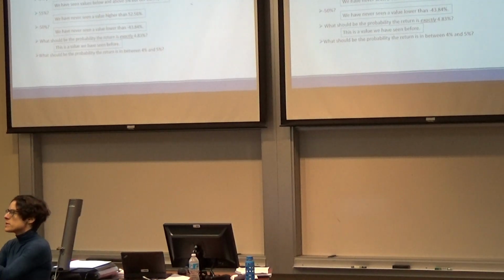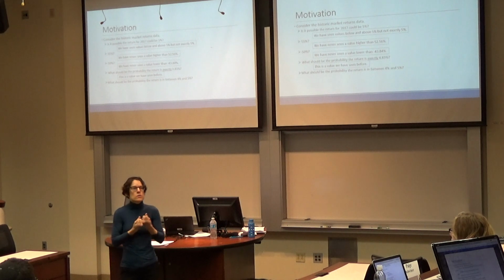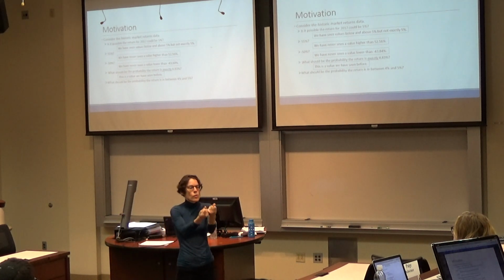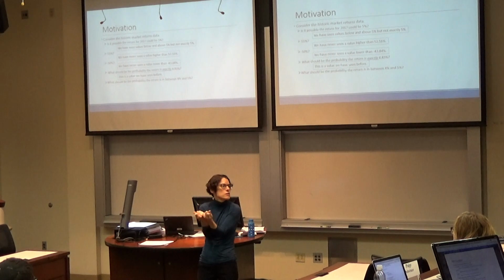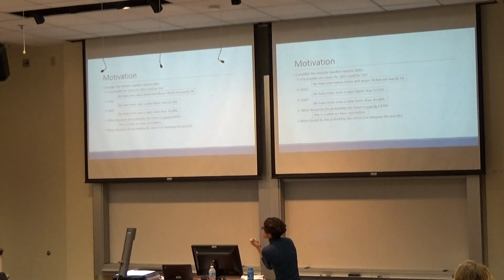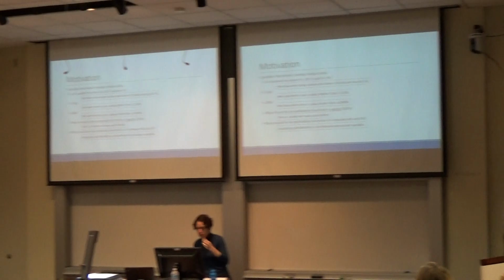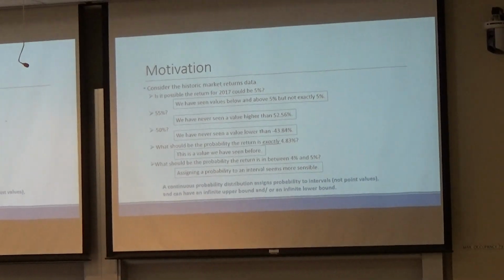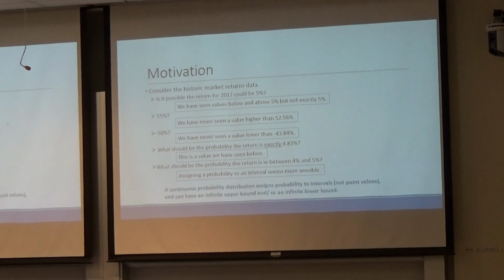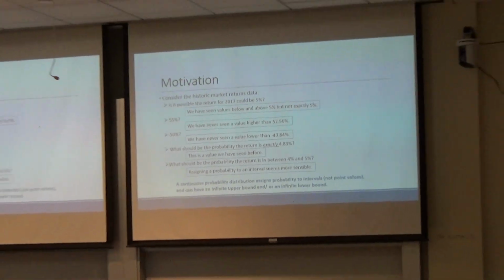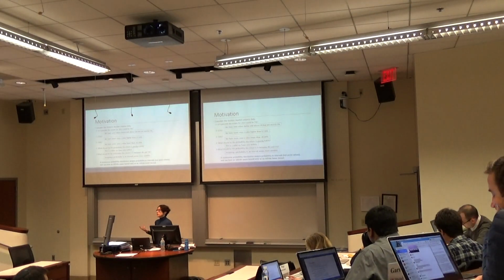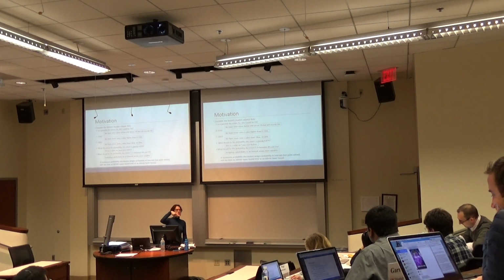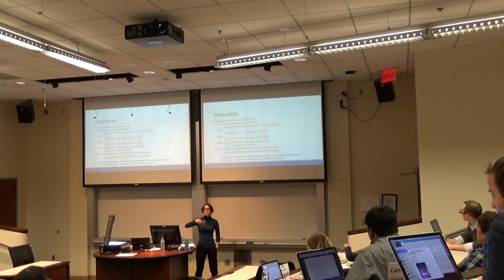So rather than thinking about the continuous case as a probability that a specific number comes back, think about it as the probability that a return, or what comes back to you, is going to be in some interval. That's probably the biggest shift in the thinking. So assigning a probability to an interval actually somehow seems more sensible in a lot of cases. A continuous probability distribution assigns probability to intervals, not point values, and it can have an infinite upper bound or an infinite lower bound. We won't actually see that until next Monday, but that's also part of where we're going.